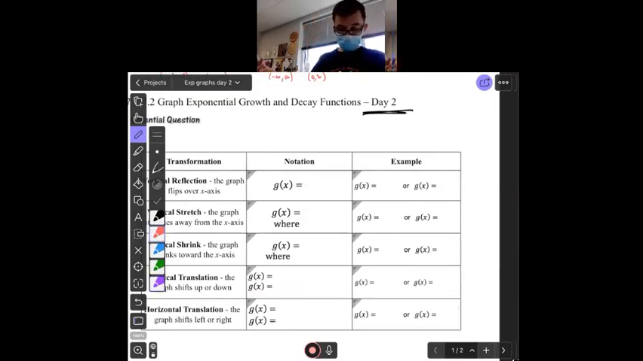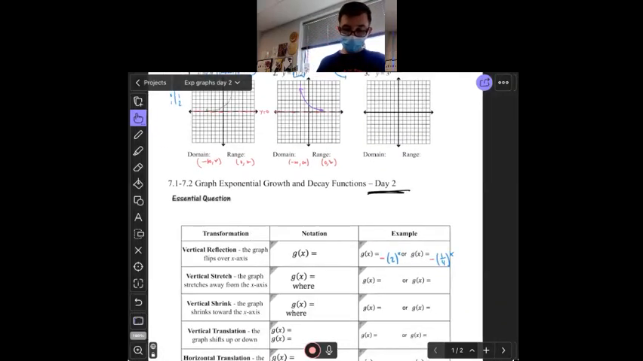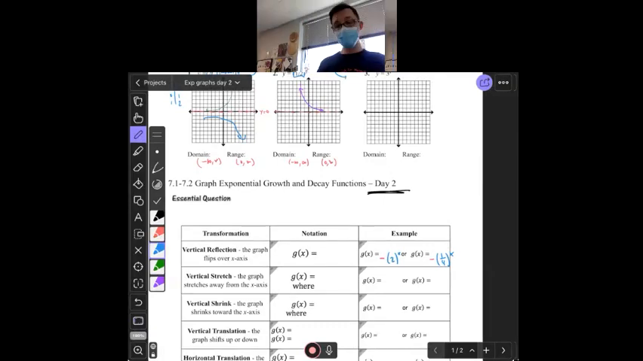Reflections. Reflections come from negatives. Doesn't matter if it's a growth or if it's a decay problem. It's still just a reflection. So -2 to the x, or -1/4 to the x. Okay? That's a reflection over the x-axis. So taking that curve, we're just flipping it down. Okay? Instead of curving up and to the right, then it would curve down and to the right. Okay? So we would go this way. That would be a reflection over the x-axis.